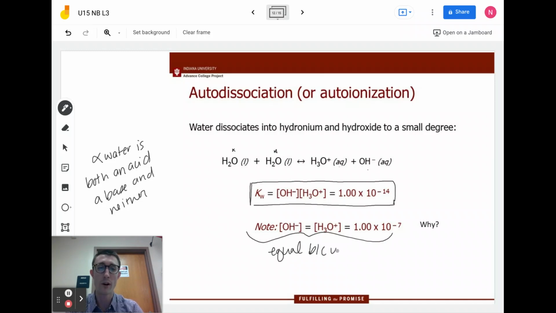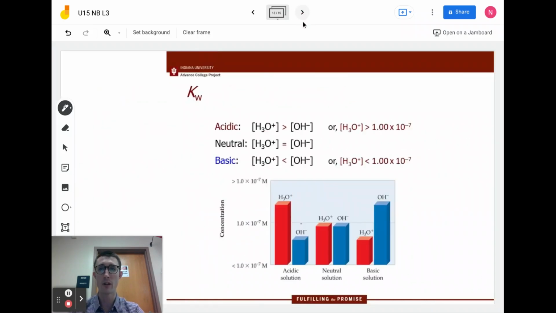These two things are equal because water has a neutral pH. Okay, so water is neutral. So our concentration of hydroxide and our concentration of protons are neutral. We get more acidic when our concentration of protons is increasing, or we get more basic when our concentration of hydroxide is increasing. Okay, so let's look at how we can use this.